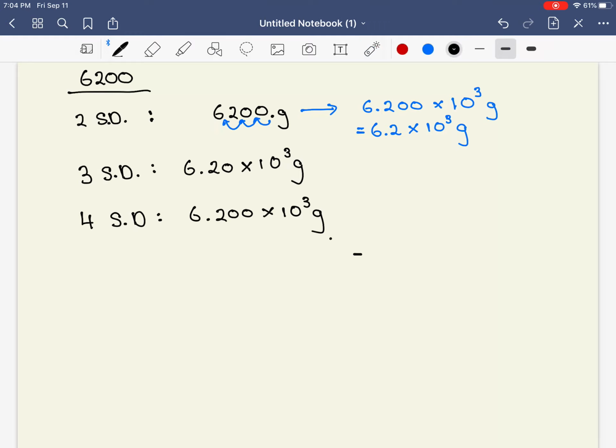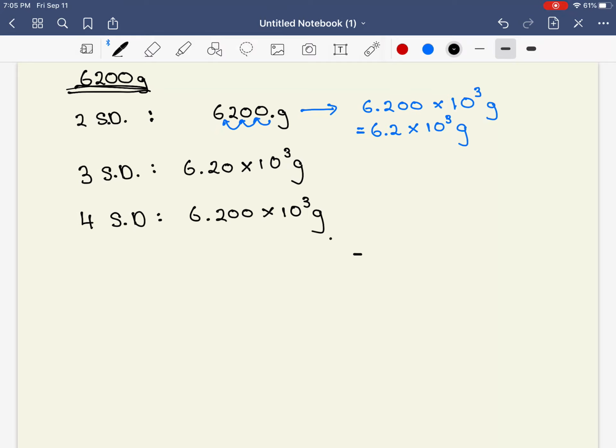So when somebody gives you a number like 6,200 grams and they ask you how many significant digits are here, well, that's an ambiguous case. It all depends on what you want it to be. And that usually comes into play with mathematical operations that we're going to talk about very, very soon.